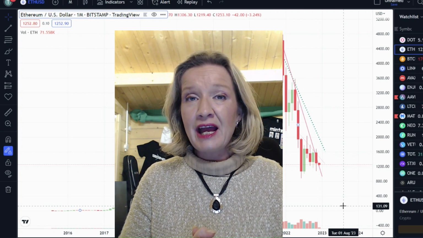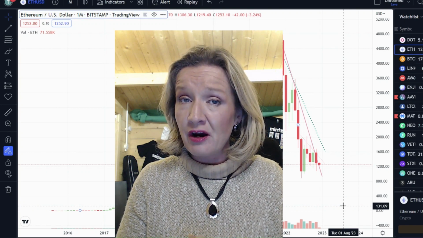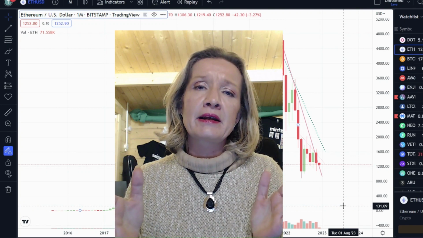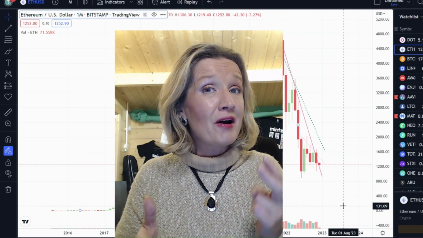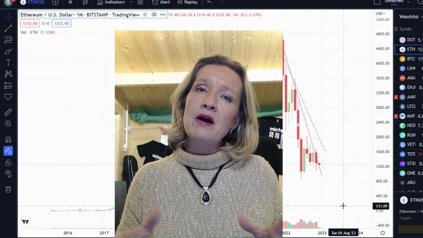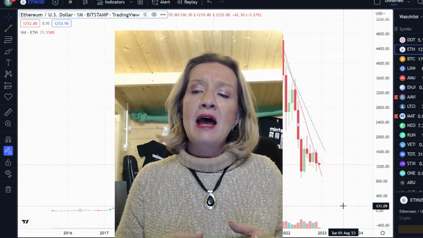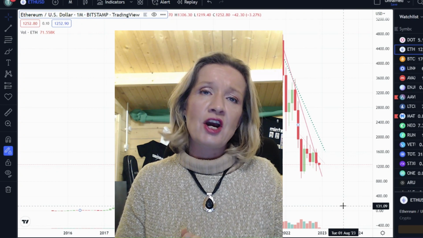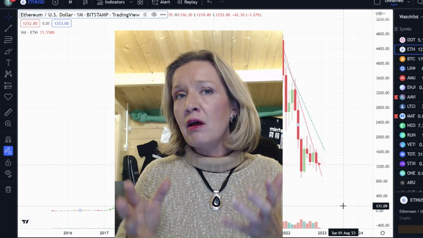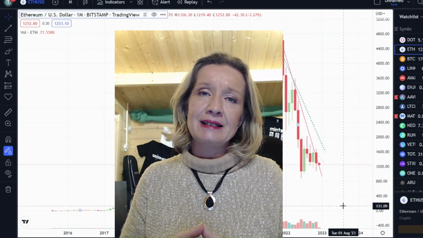Next week, what we're going to look at is the Total 3 chart. The Total 3 chart is the total cryptocurrency market minus Bitcoin and Ethereum. So it's all of the alts bar the top two alts. And this is an extremely important chart to be looking at to gauge how the overall alt market is doing in this bear market.